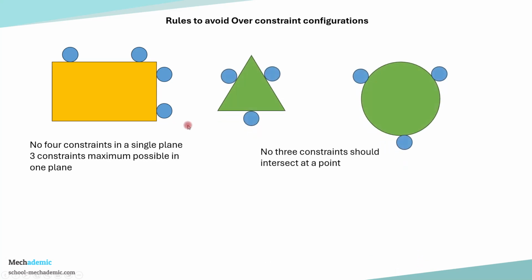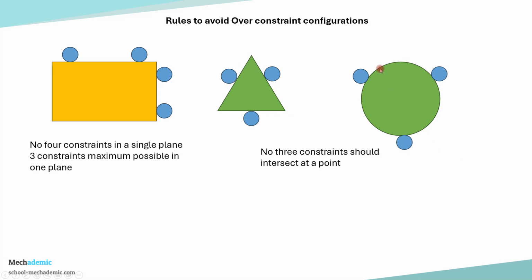Rule number 2 is that 3 constraints should not intersect. As you can see, this is a triangle and these 3 points of contact will create a normal force which will all intersect. So the lines of action of the normal force of the points of contact should not intersect. If we draw a normal line from this, it will be somewhere over here. If we draw a normal line from this, it will be here, and the normal line over here will be like this. So all these 3 lines will intersect at the median of the triangle. So this will create an over constraint.